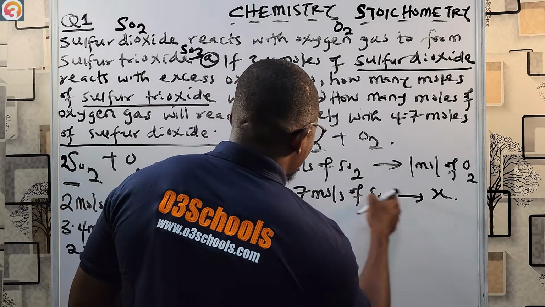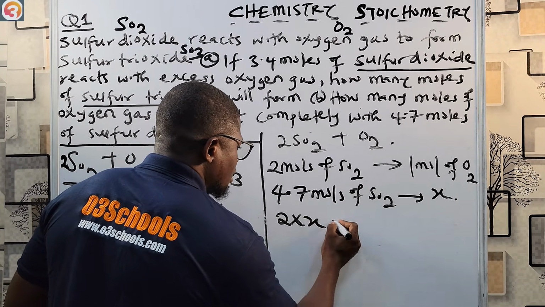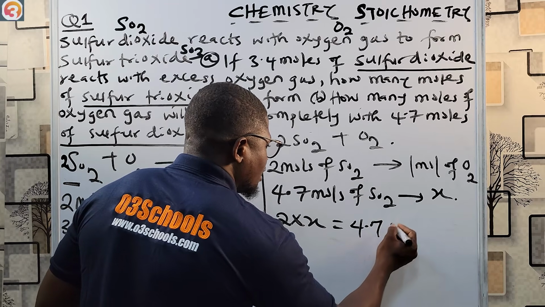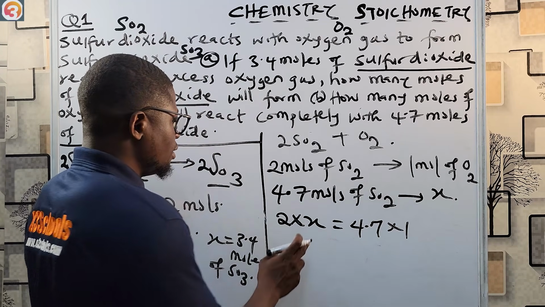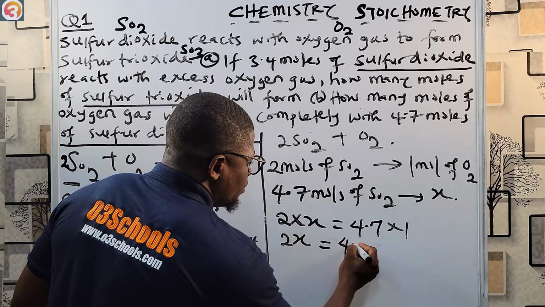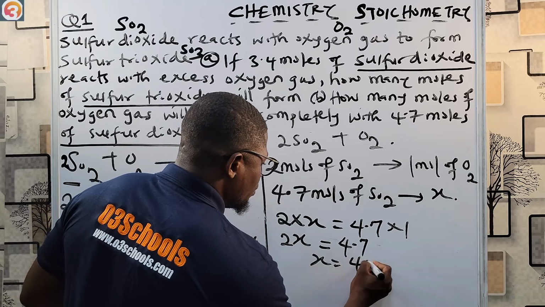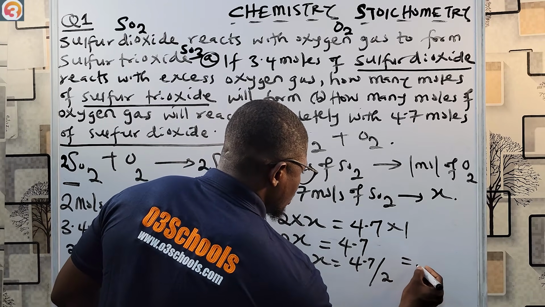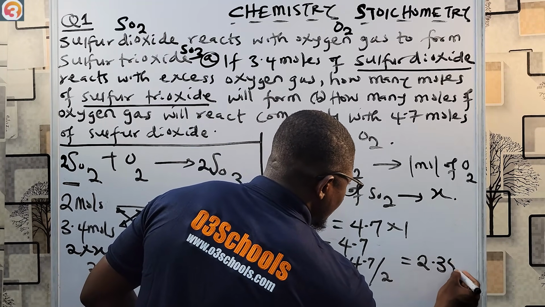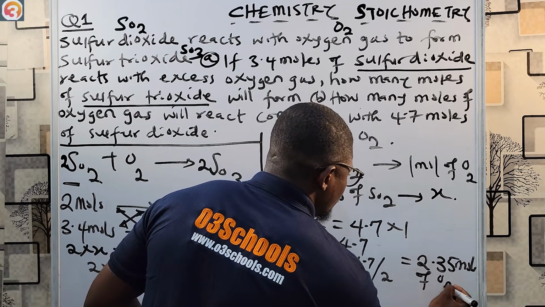So what do we do? The same thing, we cross multiply. That means I'm going to have 2 times X is equal to 4.7 times 1. So 2 times X is 2X, which is equal to 4.7. To find X, X will be equal to 4.7 divided by 2, which will give us 2.35 moles of O2. So it's simple.